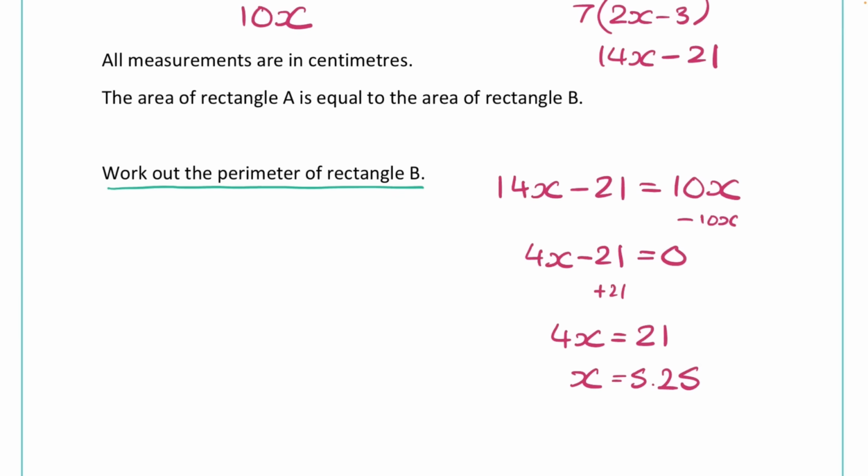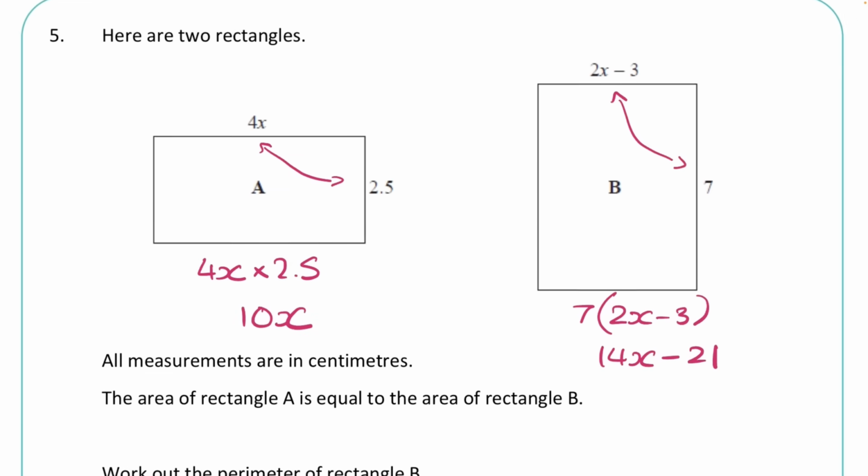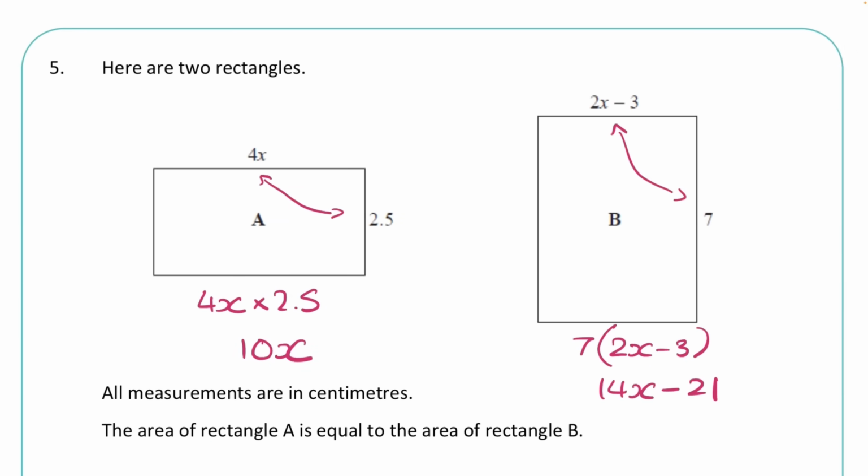Now I know the value of x, I can substitute it back in, and I can actually figure out the value of this perimeter. So 2x minus 3 is 2 times 5.25, and then take away 3. So I can do that on the calculator, times that by 2, take away 3, and I get 7.5. So this length here is 7.5, this is 7.5, and of course the other side of the rectangle is the same as on the right, so 7.